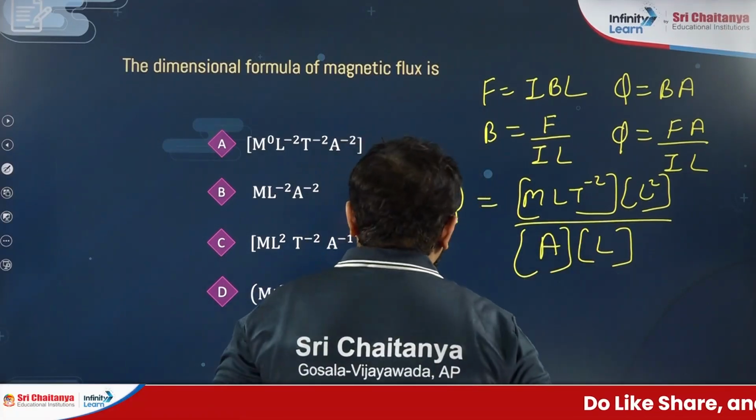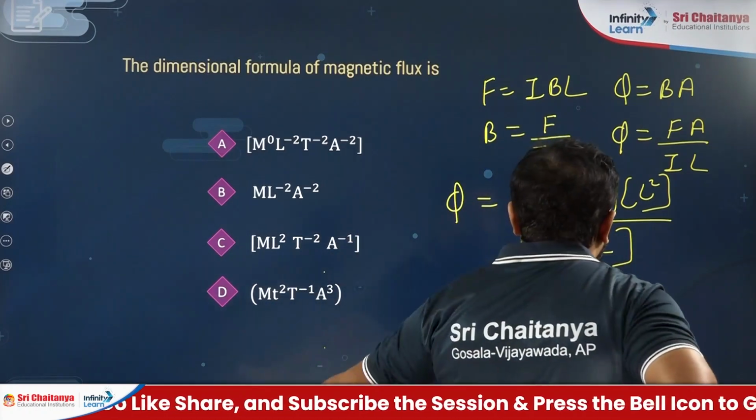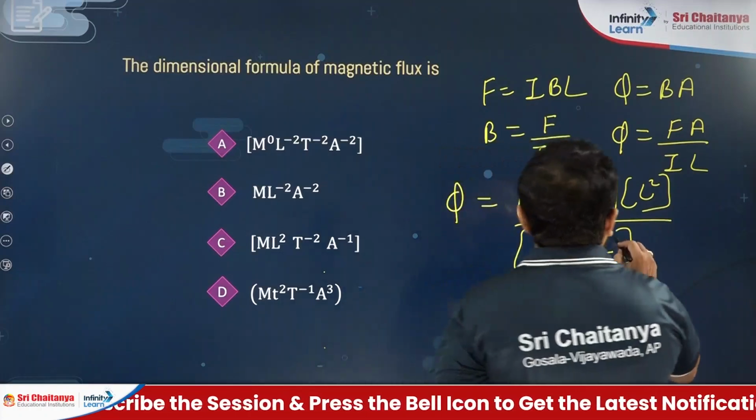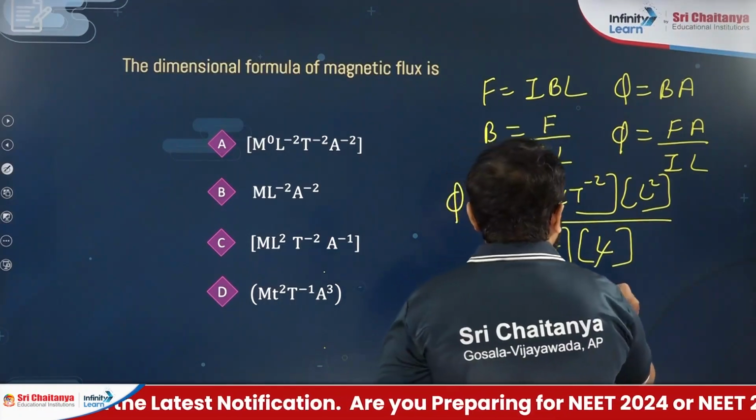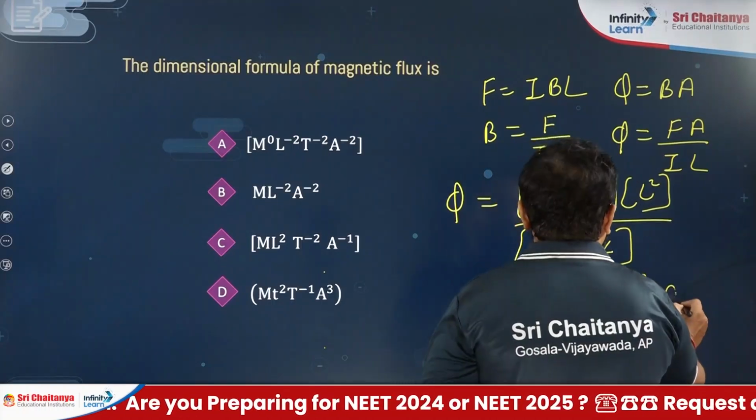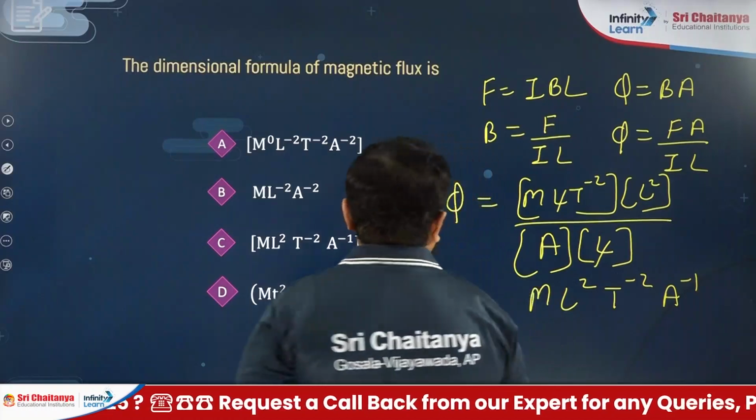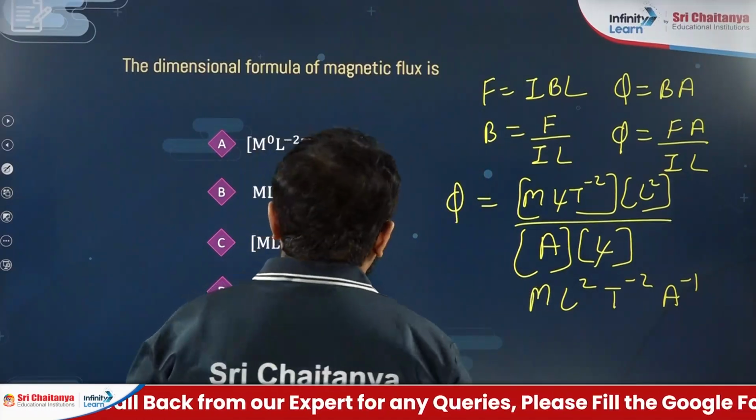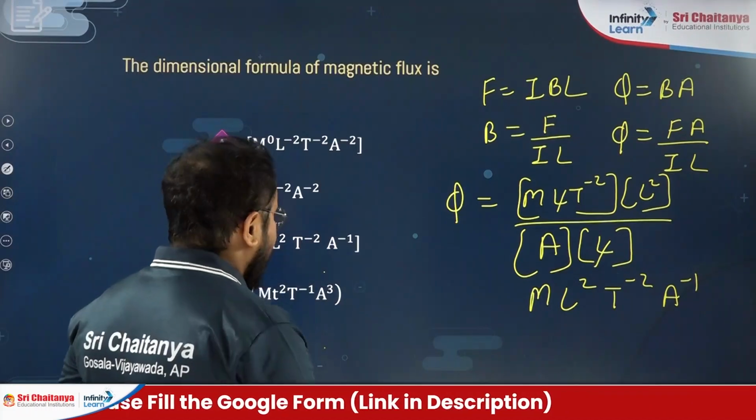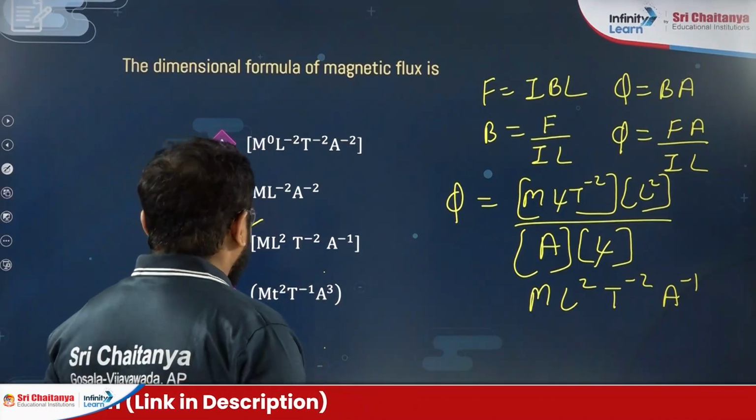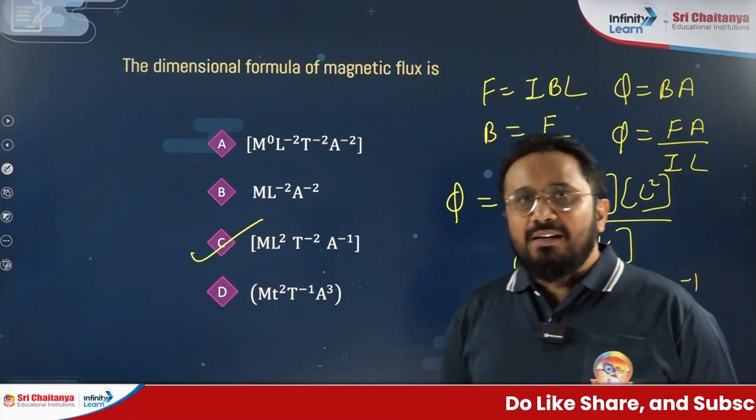What will it become? It will become force into area, divided by I into L. So this L and this L will get cancelled and it will become ML square T minus 2 A inverse. This will be your formula. That is, ML square T minus 2 A minus 1, option C is correct. This will be your correct option. Is this clear?